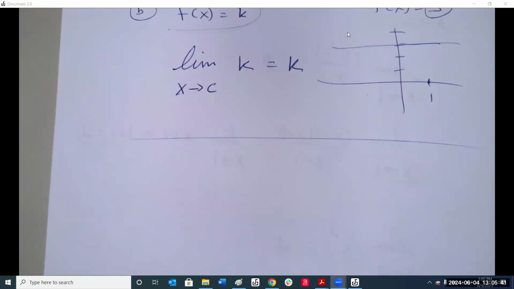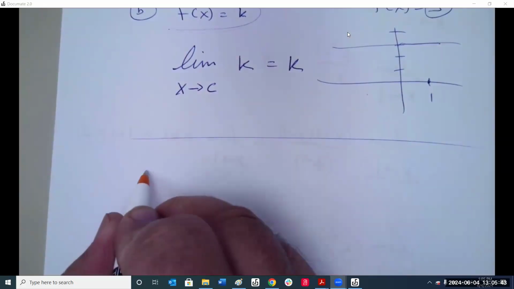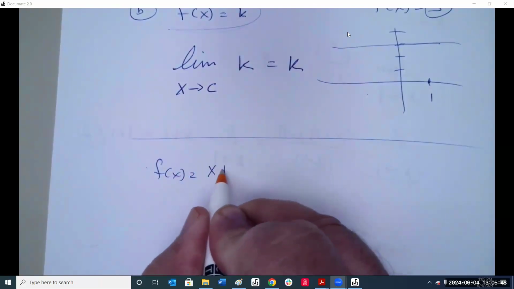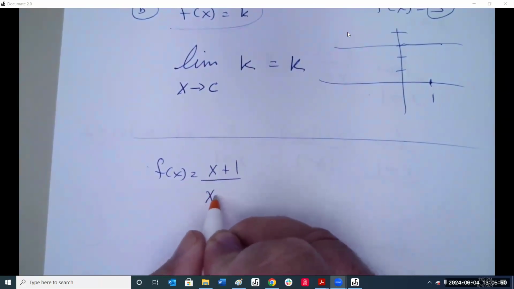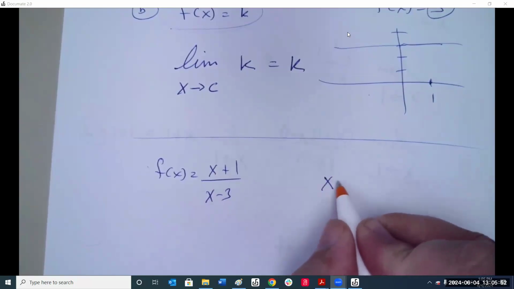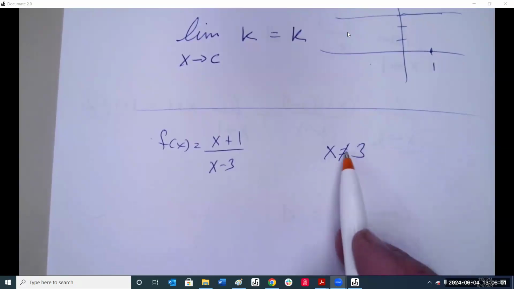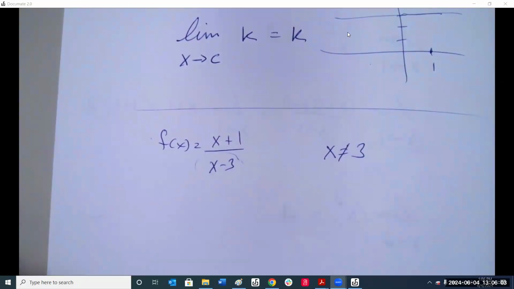Well, that depends if it's a function or not. We know that for rational functions, if f of x equals x plus 1 over x minus 3, I cannot use 3. Why can't I use 3? It'll make the bottom 0.